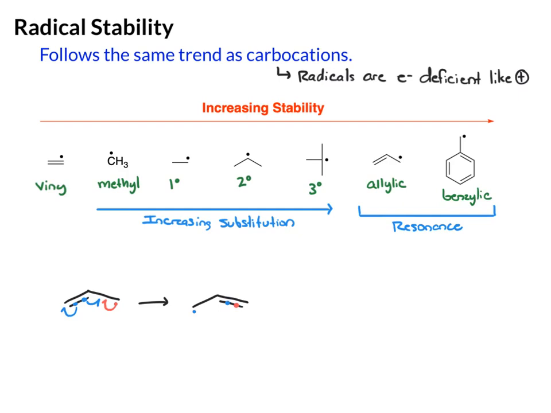For the benzylic, I'll just show you one resonance structure for this. So here we can take an electron from this pi bond, pair it with this radical, and then we'll put an electron here. Oh, and I should have had a resonance arrow on that first example. When we do this, we get a double bond there and a radical here on the ring.